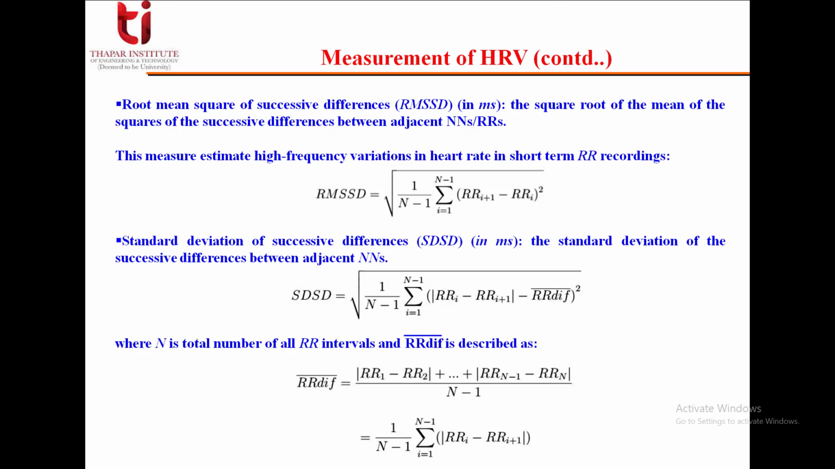So mod of RR1 minus RR2, similarly plus means it will add further terms, RR2 minus RR3, like this it will go up to mod of RRn minus 1 minus RRn, divided by n minus 1. It can also be represented in compact form.